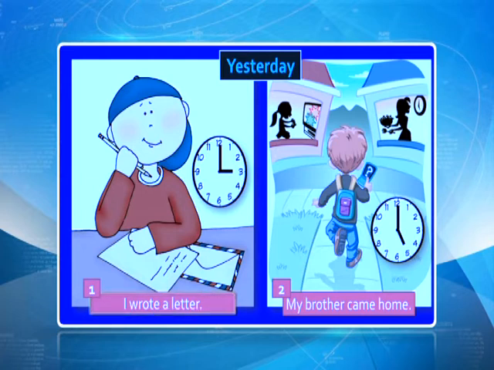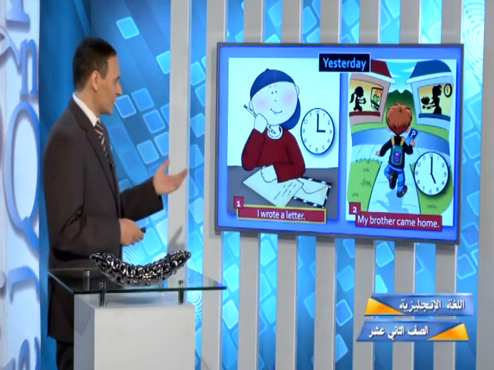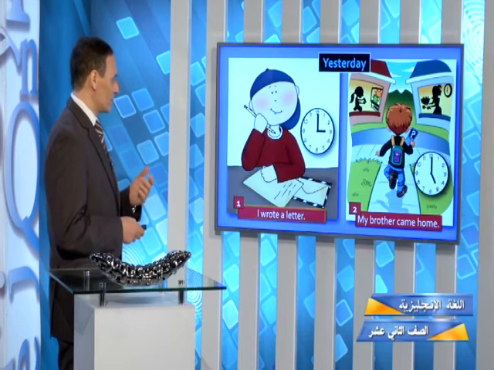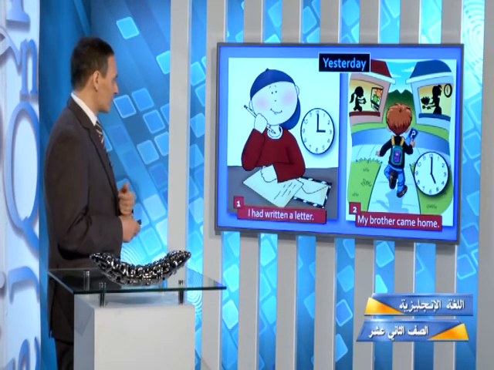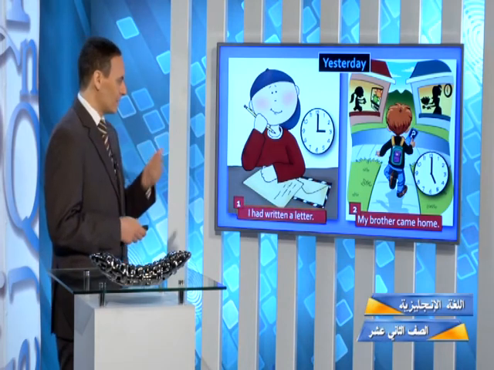So, in order to conjugate this verb correctly, we use the past perfect tense. Remember, the past perfect tense is formed by using had as a helping verb, followed by the past participle of the verb in question. The verb here is wrote. It's the verb write in the simple past. In the past participle, we say written. So the complete sentence reads, I had written a letter.